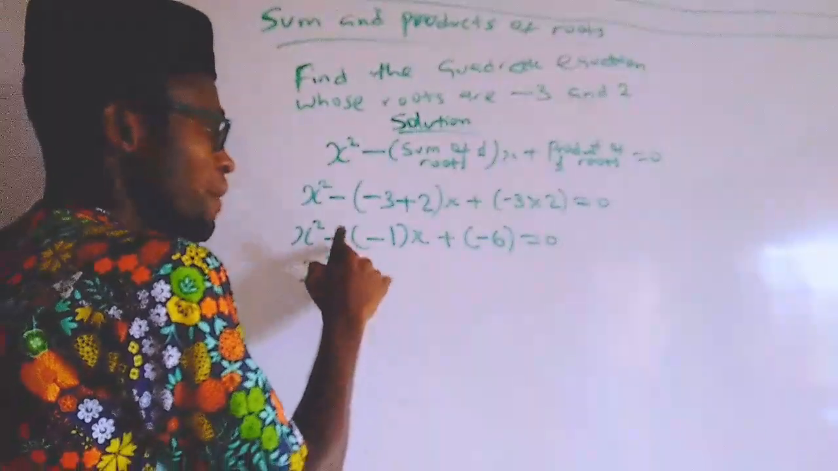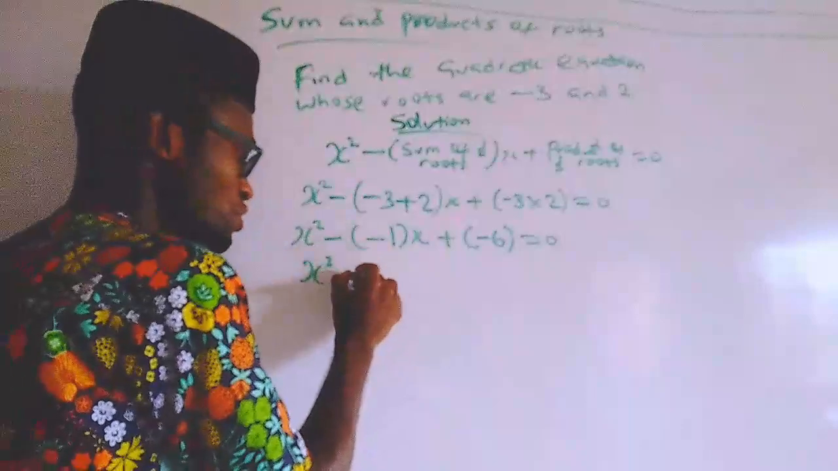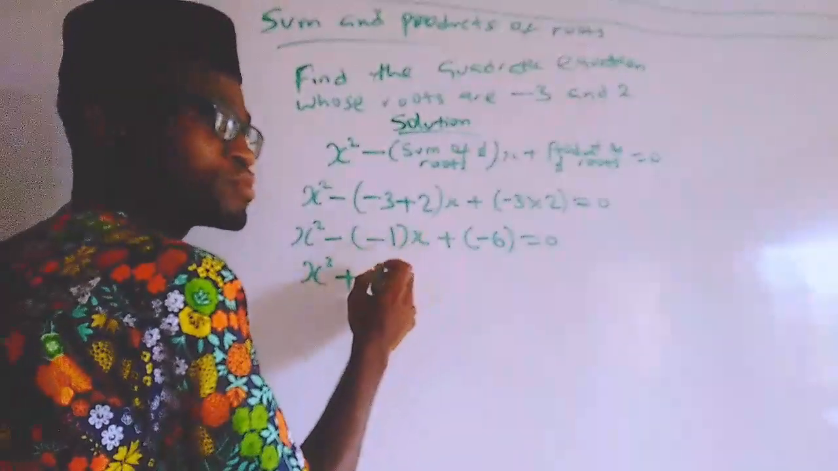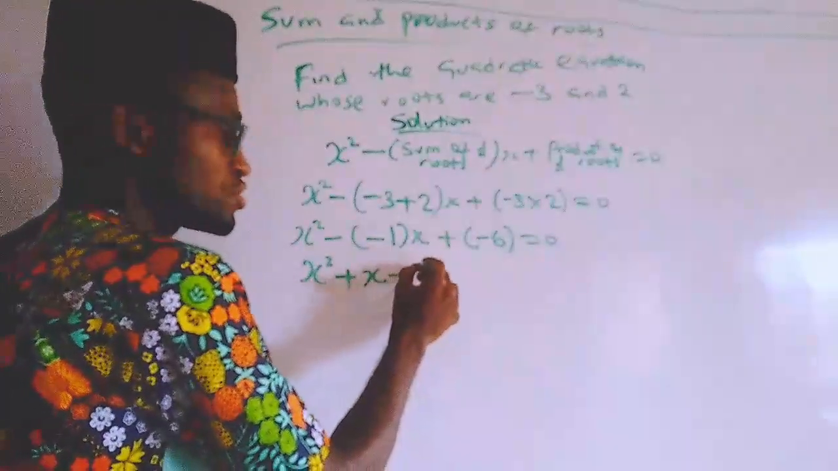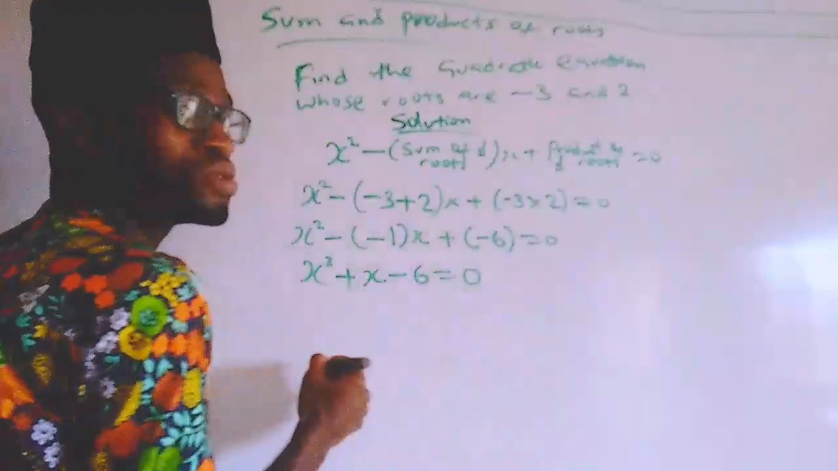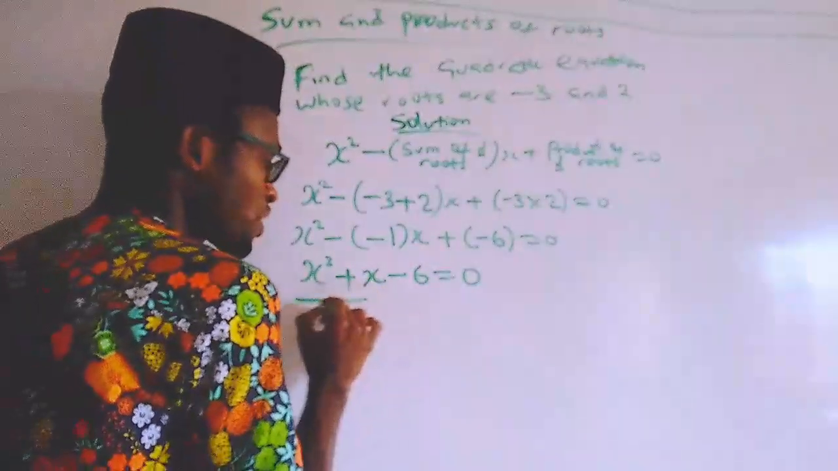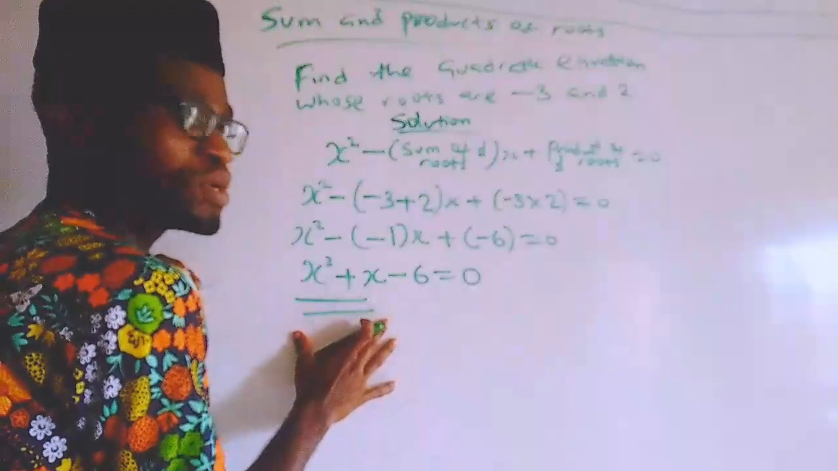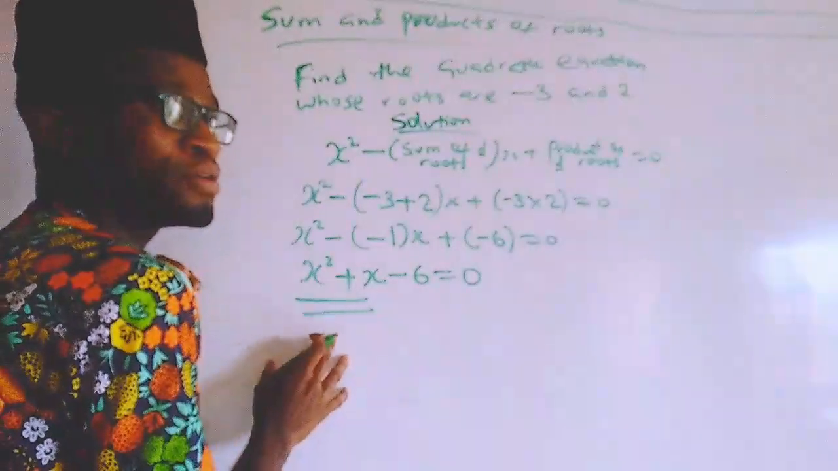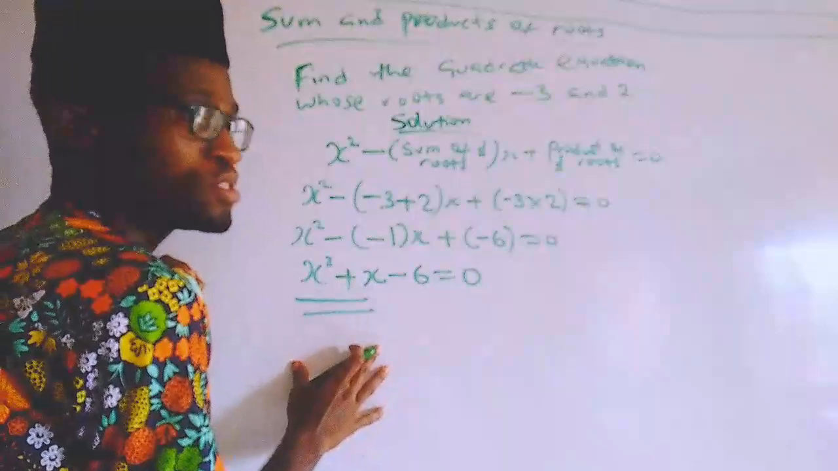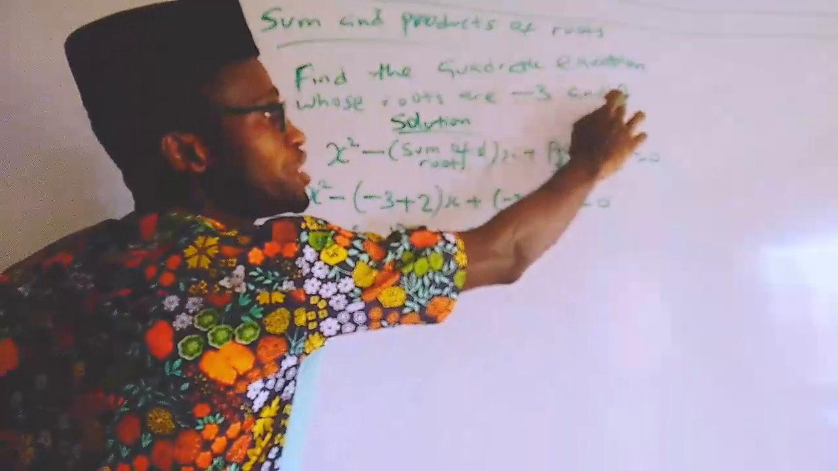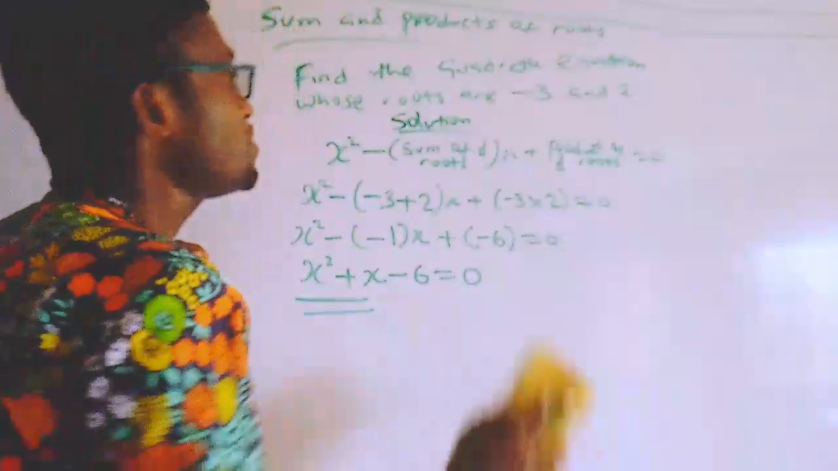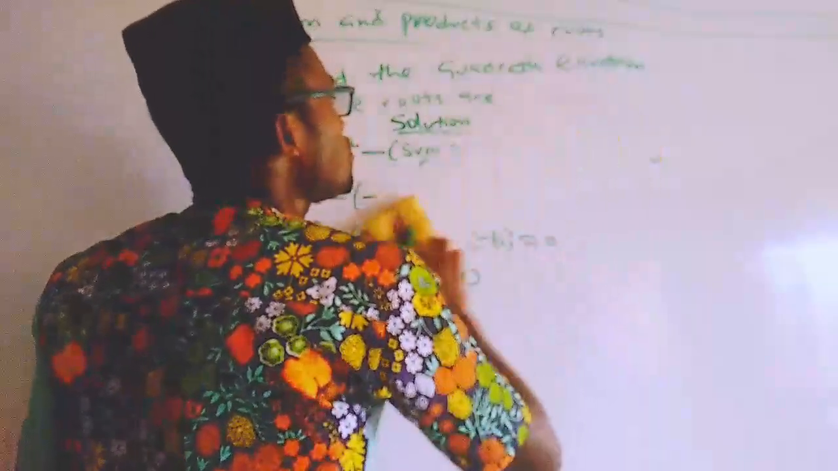So this is now going to give us x squared, minus times minus will give us plus, 1 times x will give us x, plus times minus will give us minus, so -6 equals 0. So what it means is that if we solve this quadratic equation, the final answer we are going to get, which is the roots, the roots of the equation are going to be -3 and 2.